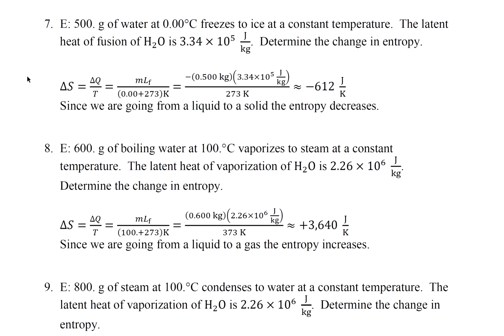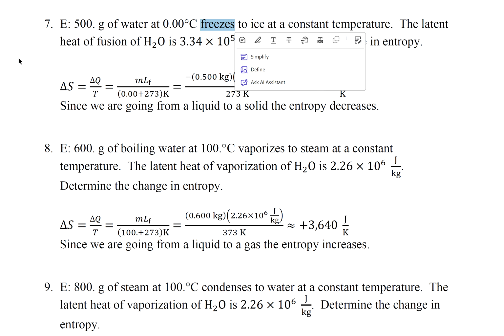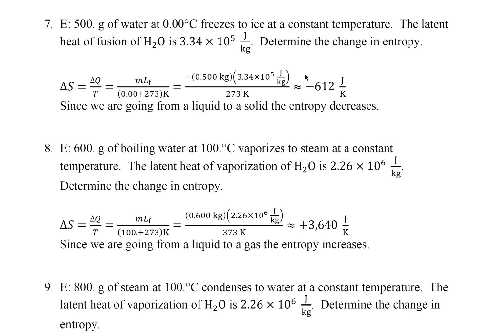So Q equals mL, and delta T is in Kelvin. And since we're freezing, we're going to decrease our entropy. So our solution is negative.